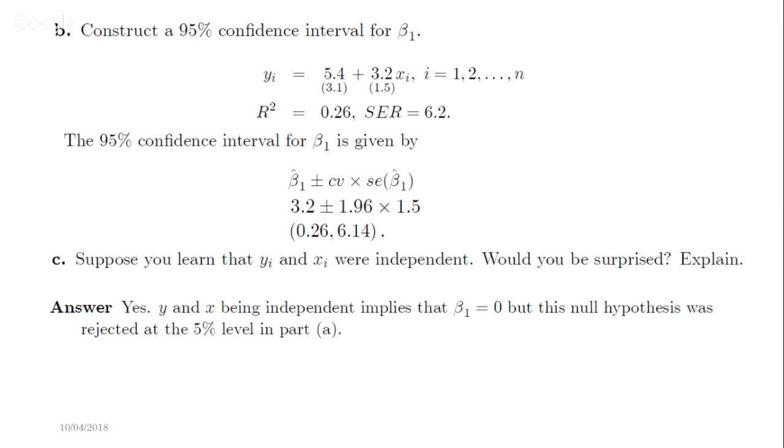Suppose you learn that y and x are independent. After doing all the tests, would you be surprised that it's independent, that there's no relationship between them? You would, right? Because we have done the hypothesis test, and they are significantly related. There's a significant effect of y on x. So you would be surprised. Right? So they should not be independent. We already proved that they're not.